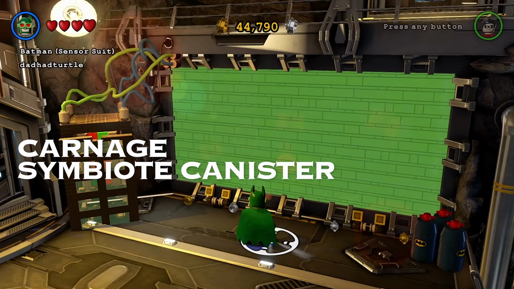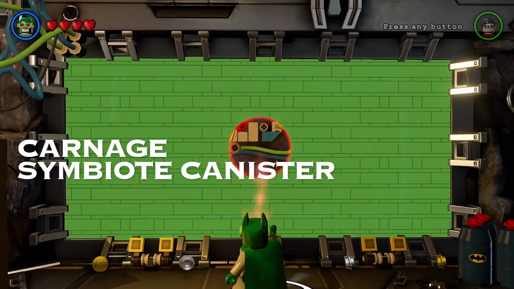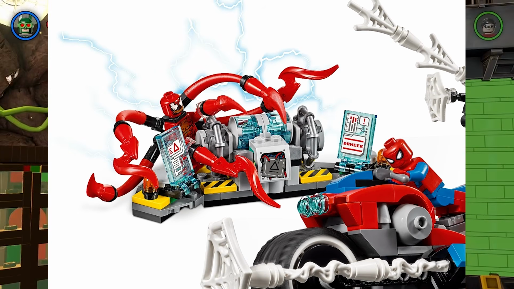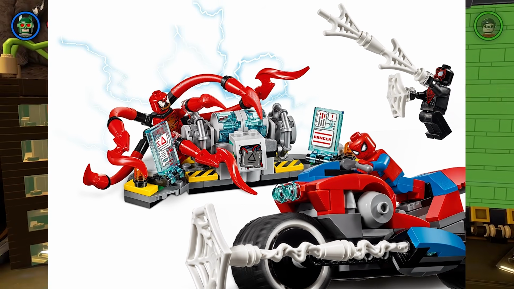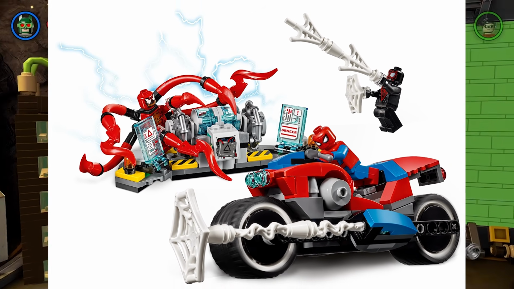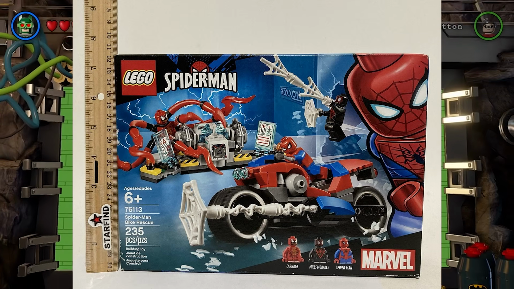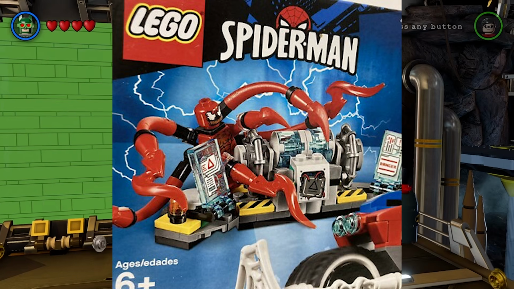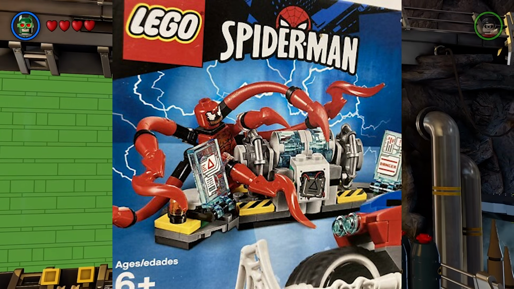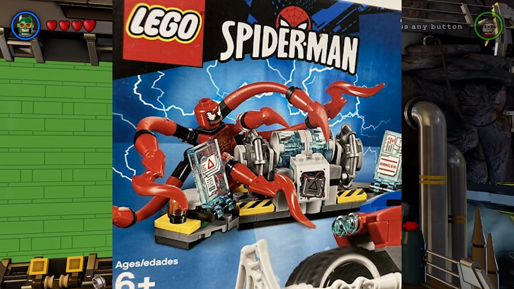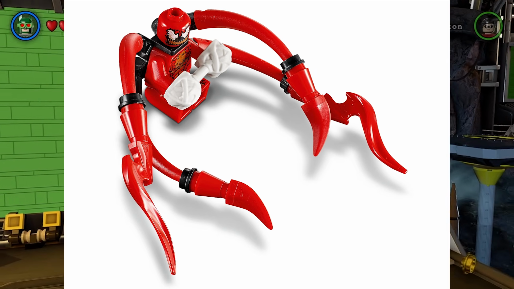Carnage symbiote canister. In the Spider-Man bike rescue set, Carnage is seen attacking some sort of object that can be blown up with a play feature. It shows some spider webs on it, attempting to keep it from exploding. What is this canister? Is it a symbiote containment unit as seen in the Venom movie? Or is it a generator and Carnage wants to destroy it for some reason?